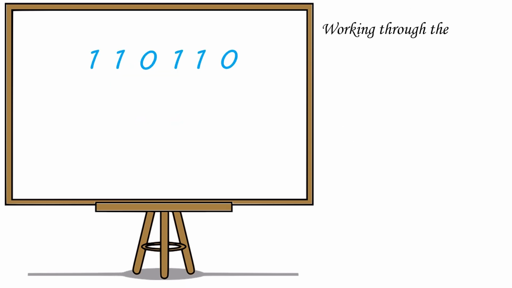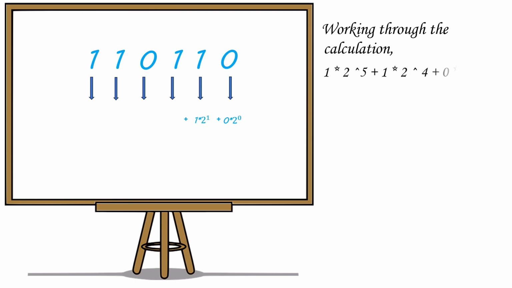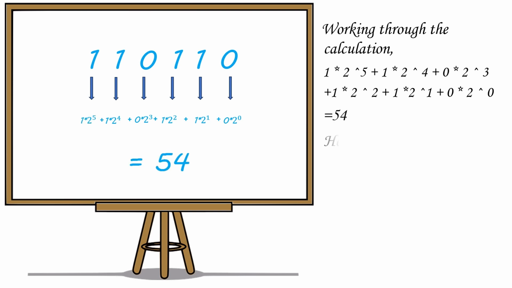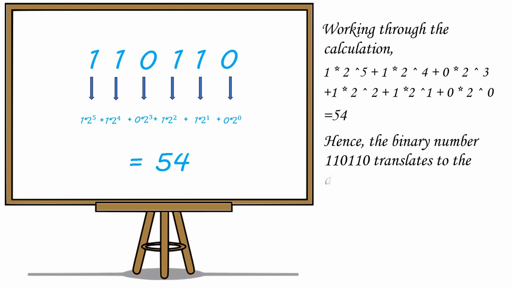Working through the calculation, 1 into 2 to the power of 5, plus 1 into 2 to the power of 4, plus 0 into 2 to the power of 3, plus 1 into 2 to the power of 2, plus 1 into 2 to the power of 1, plus 0 into 2 to the power of 0 equals 54. Hence, the binary number 110110 translates to the decimal number 54.